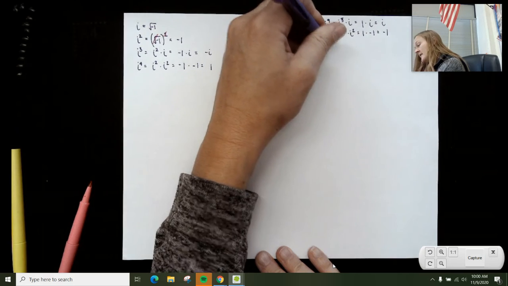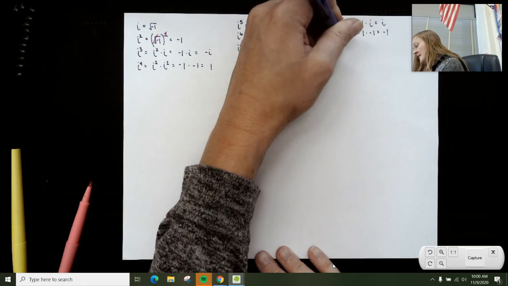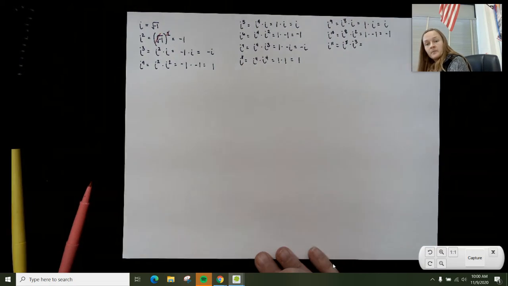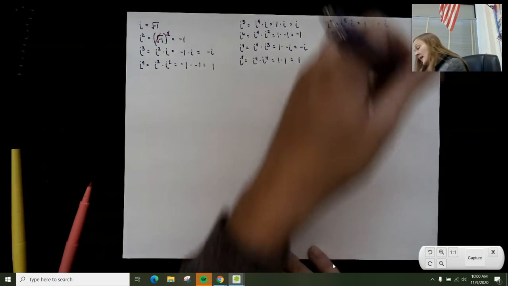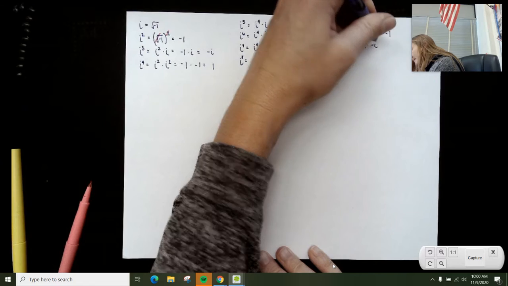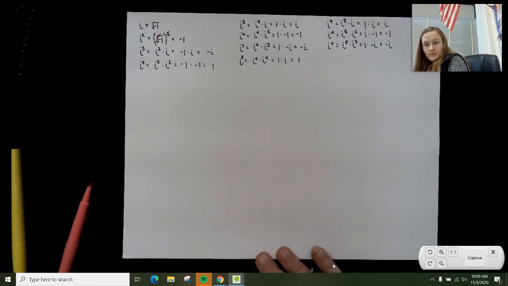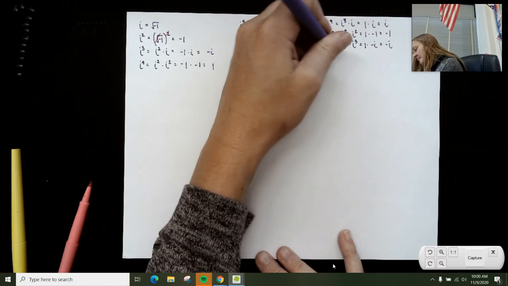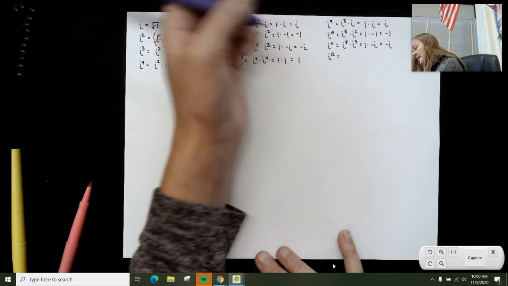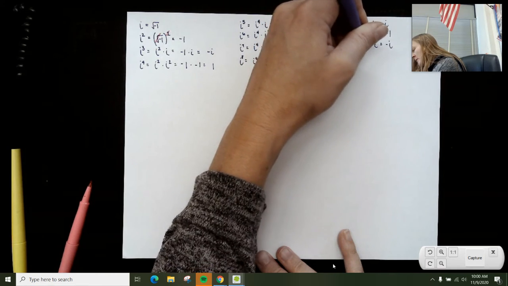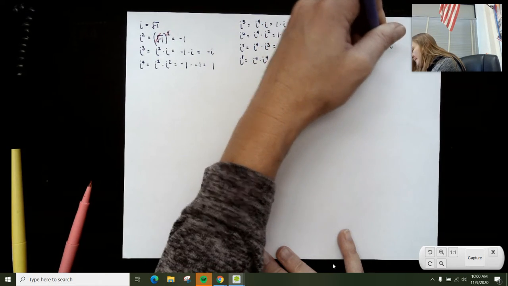So here i to the 11th would equal i to the 8th times i to the 3rd, which is 1 times negative i, which is negative i. And i to the 12th is another cycle of 4, i to the 8th times i to the 4th, which equals 1 times 1, which is 1.